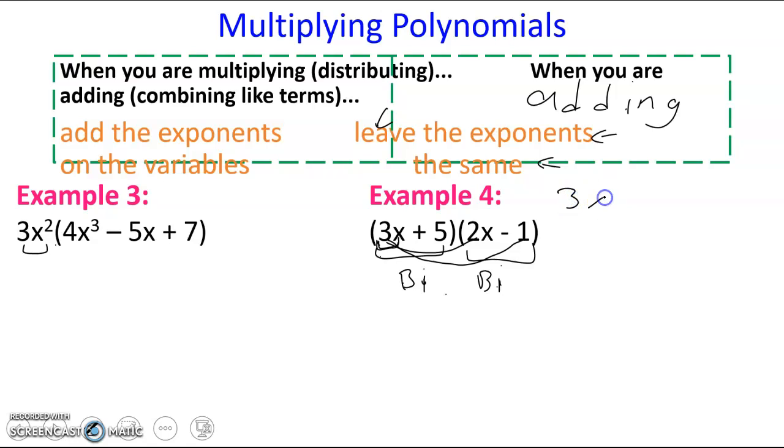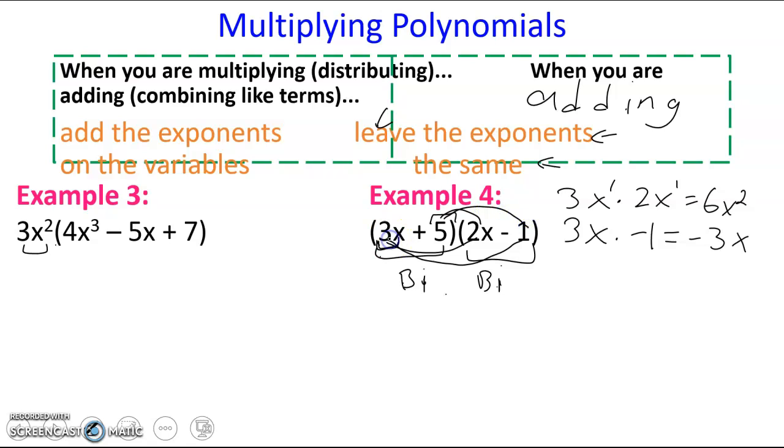Let's do 3x, and we're still multiplying by 2x. If you're multiplying, multiply the numbers out front. 3 times 2 is 6. Multiply these variables, just add the exponents, we get x to the second power. And then we do 3x times the negative 1, so times the last one. We get just a negative 3x there, all right? Now I'm done with this 3x. I'm done distributing that.